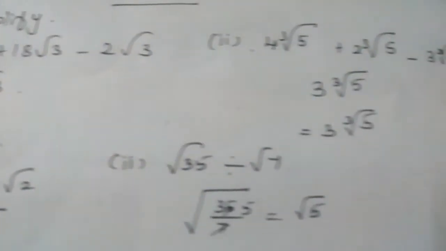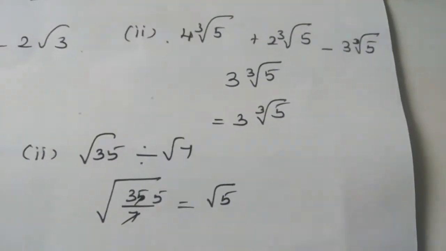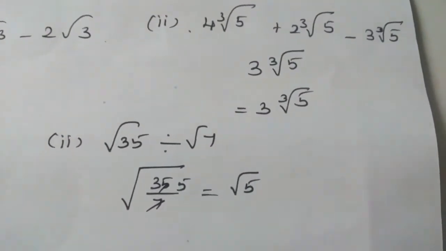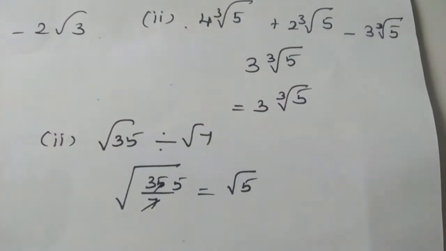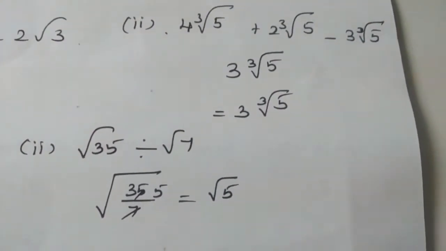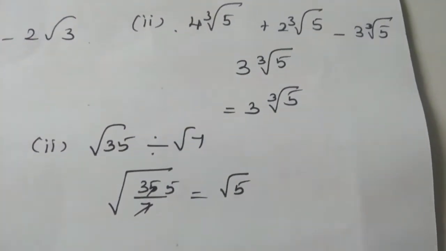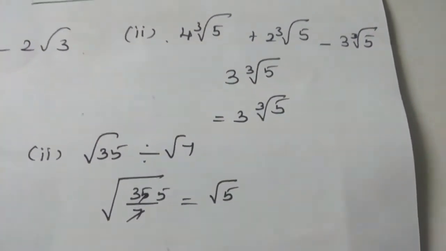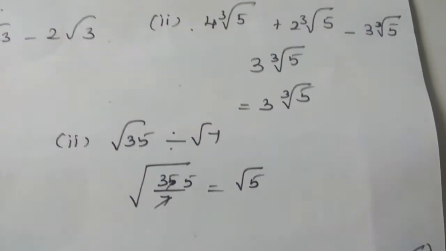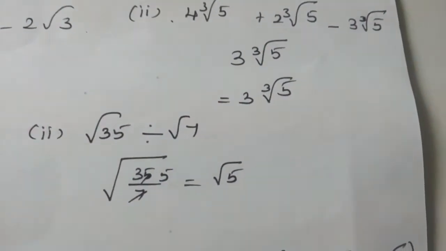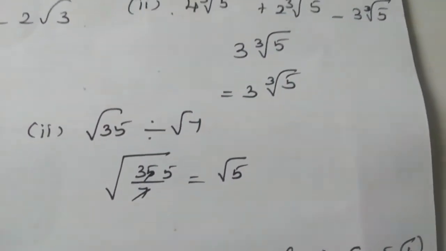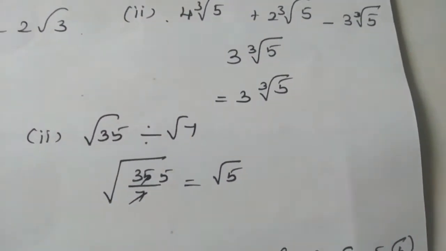Okay, now the second question is 4 cube root of 5 plus 2 cube root of 5 minus 3 cube root of 5. So the power of 5 is 1 by 3. That is cube root of 5, cubical root. 3 it's there means we can say it is a cubical root. 2 means we can say it is a quadratic root. Now here we are just adding 4 plus 2, 6. 6 minus 3 is 3. So 3 cube root of 5. Just we can add in a normal addition.